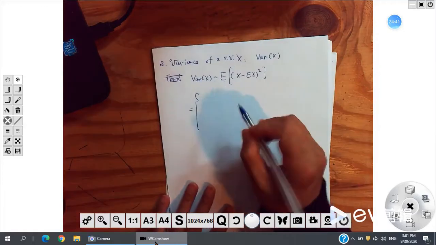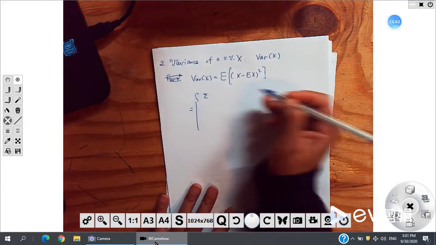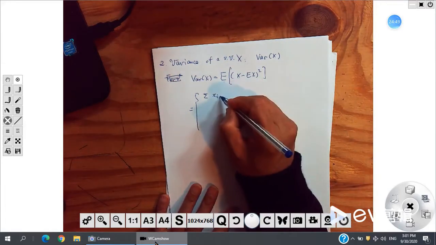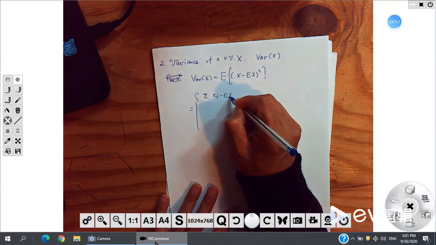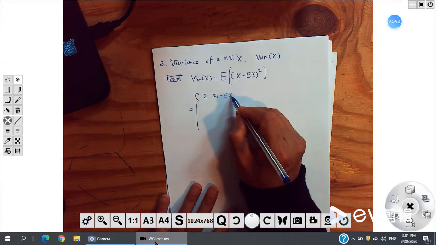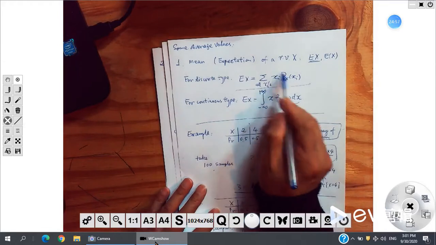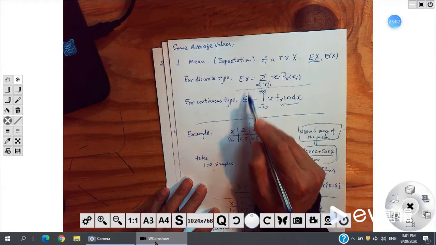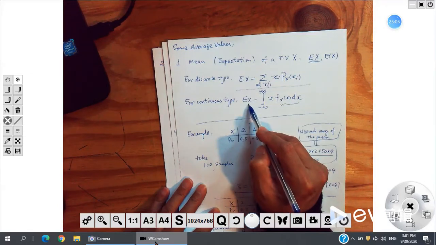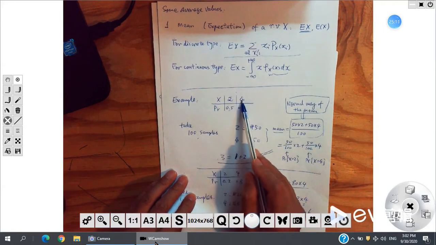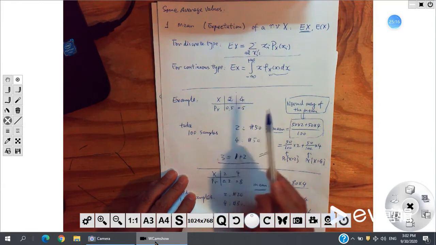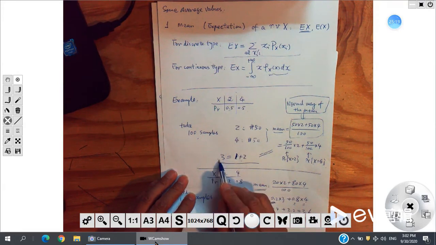This E is a summation of those xi minus EX. EX is a fixed number. Here you have to pay attention. Whether you calculate EX this way or that way, this EX is not a random value. It is a fixed value. Like here, you have 2 and 4. They are random because X might be 2, might be 4. But the mean value is 3.